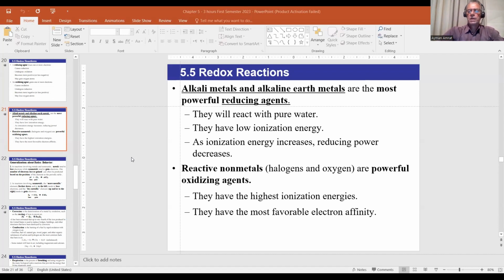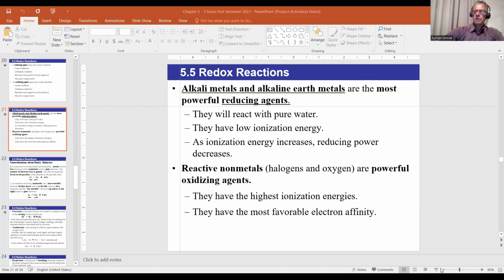They have low ionization energy and lose electrons easily. They will react with pure water. As ionization energy increases, reducing power decreases. Reactive nonmetals like halogens and oxygen are powerful oxidizing agents because they have the highest ionization energy and the most favorable electron affinity.